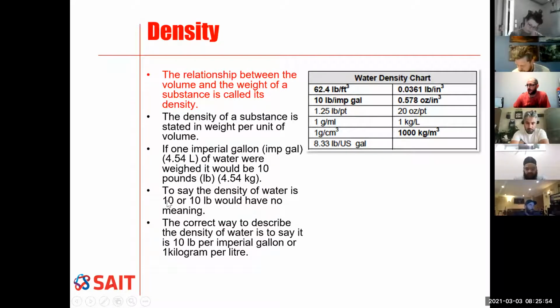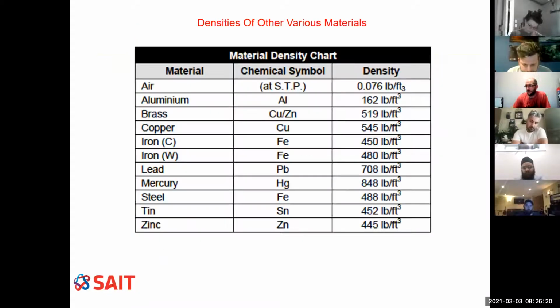To say 10 or 10 pounds would have no meaning. The correct way is 10 pounds per imperial gallon. This again is old stuff. You should know how to do these. There are some water densities. I think we wrote those down at the beginning of our Monday. Next, here are densities of other various materials.